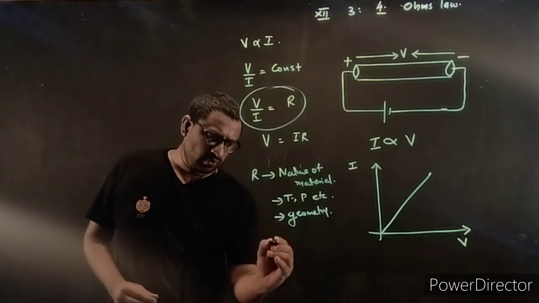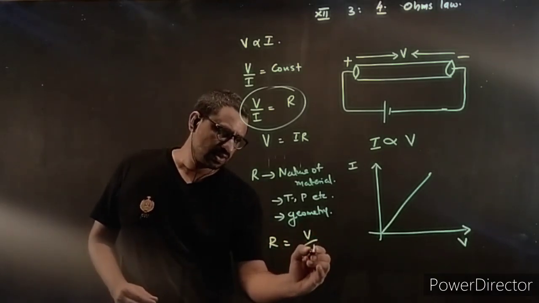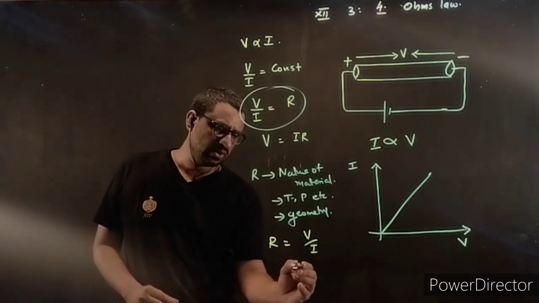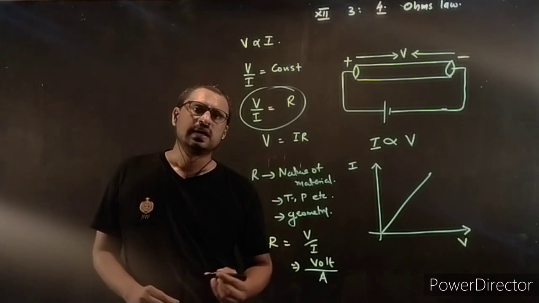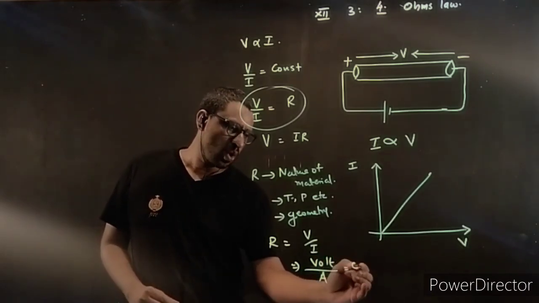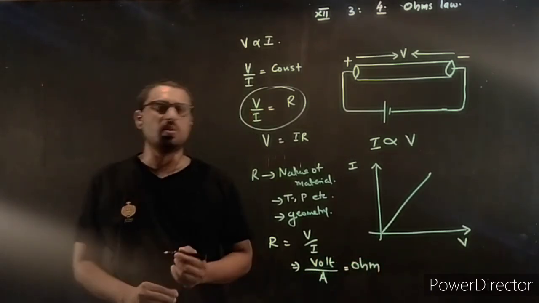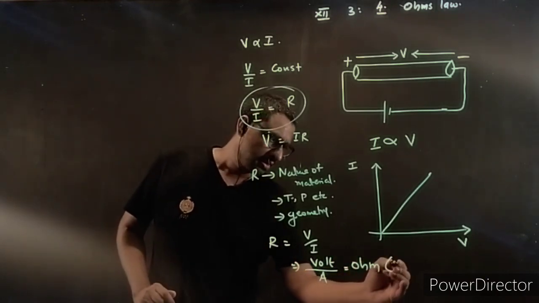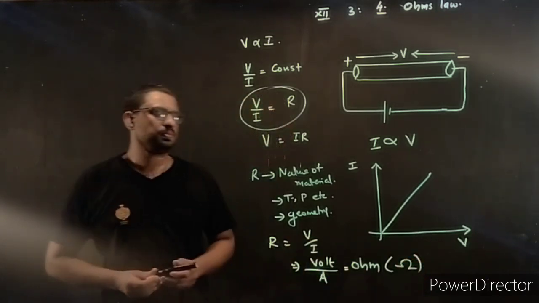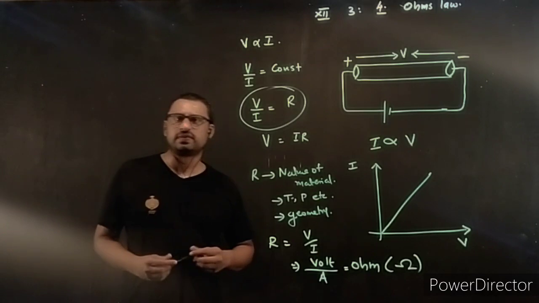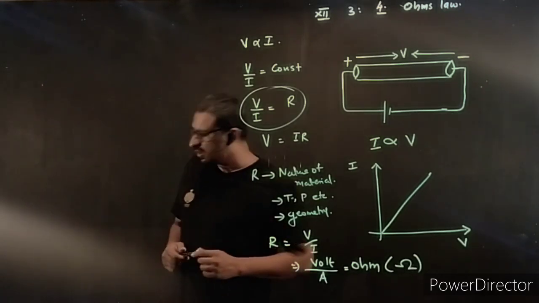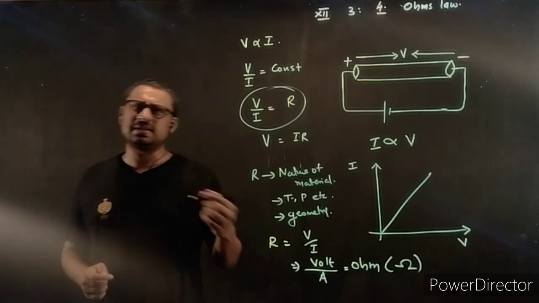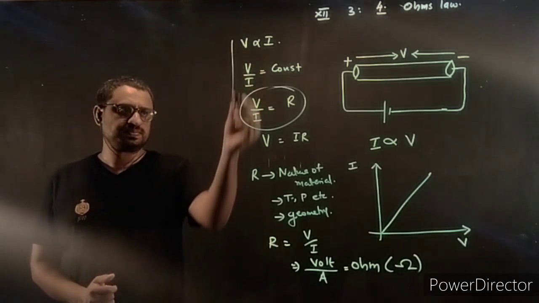Now R equal to V by I. So what will be the unit of R? The unit will be volt divided by ampere, and it is otherwise known as ohm. Ohm, and its representation is like this, ohm. So ohm is the unit of resistance. Now we will say much more about resistance.